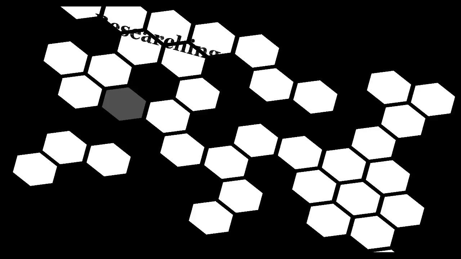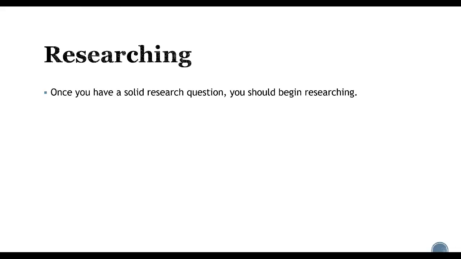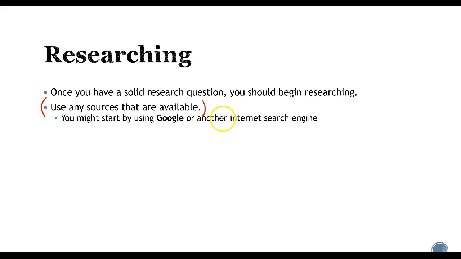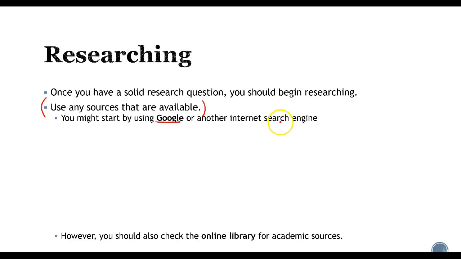So once you have a good question, then you want to turn to researching. And you want to use whatever sources are available to you. We're not going to be doing field research for this essay or this class. We're just mostly going to be using library research, but you still could use Google, or another internet search engine. Most people feel comfortable with Google. It's a good place to start. You can find some good results on Google.